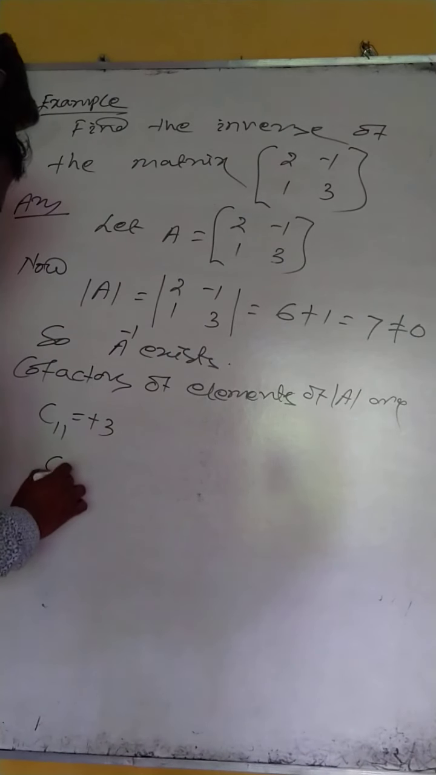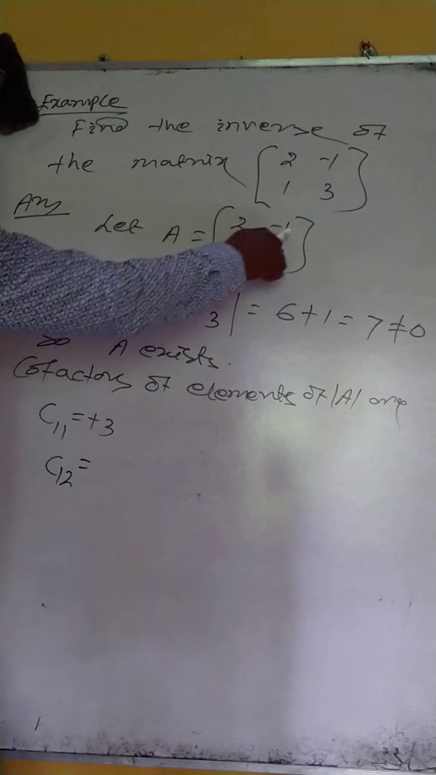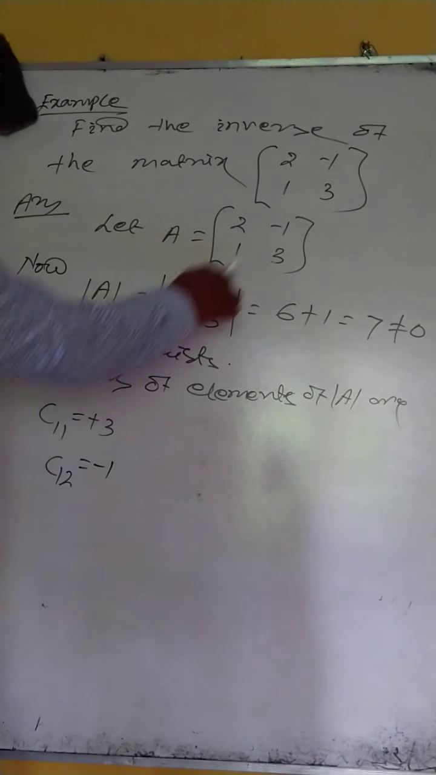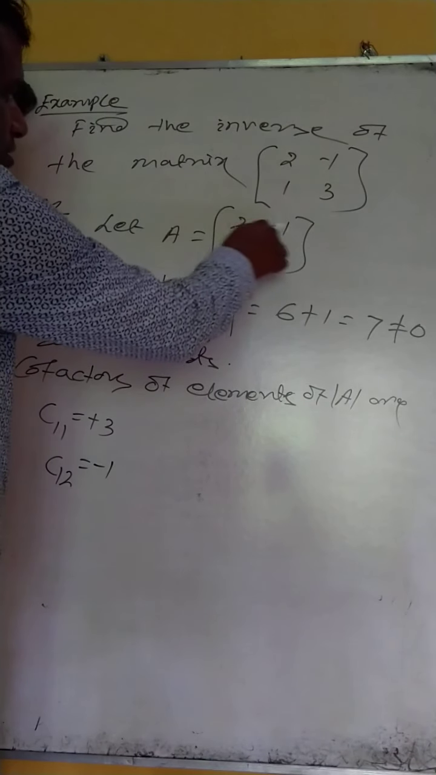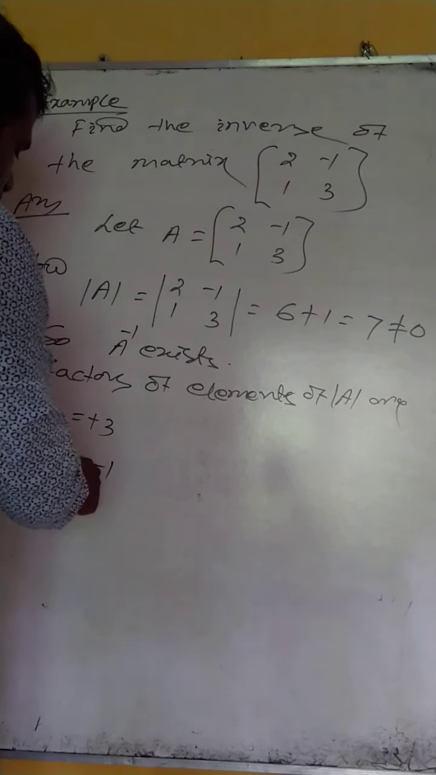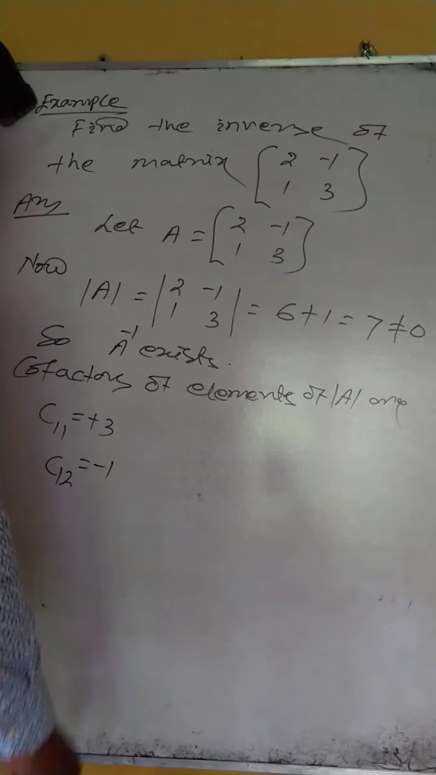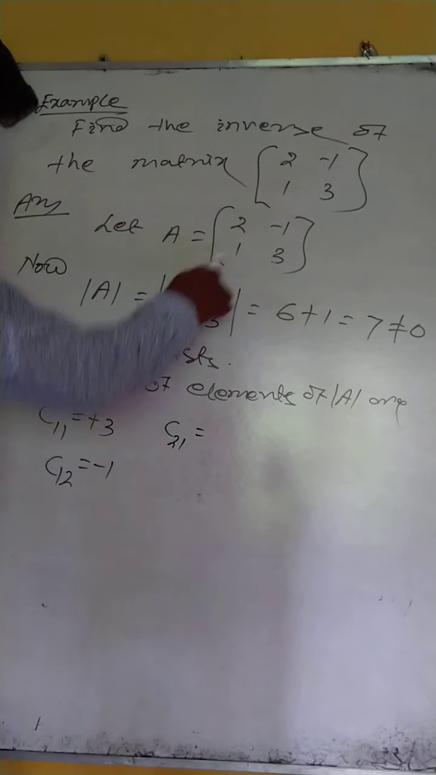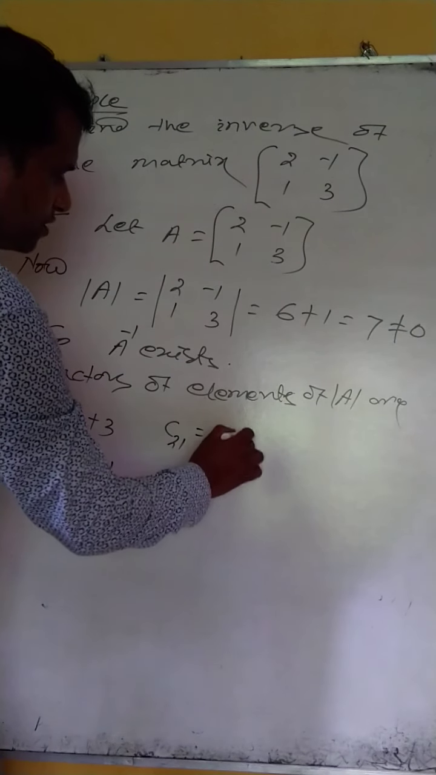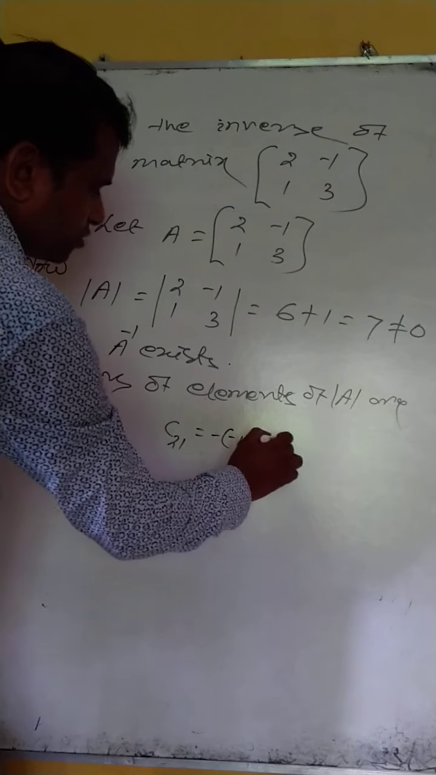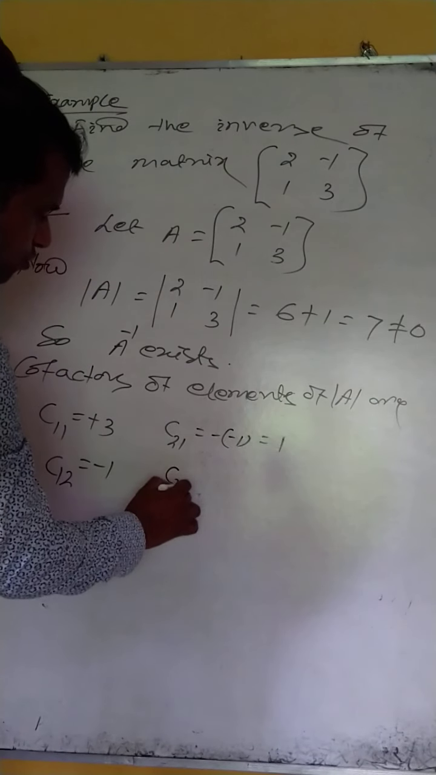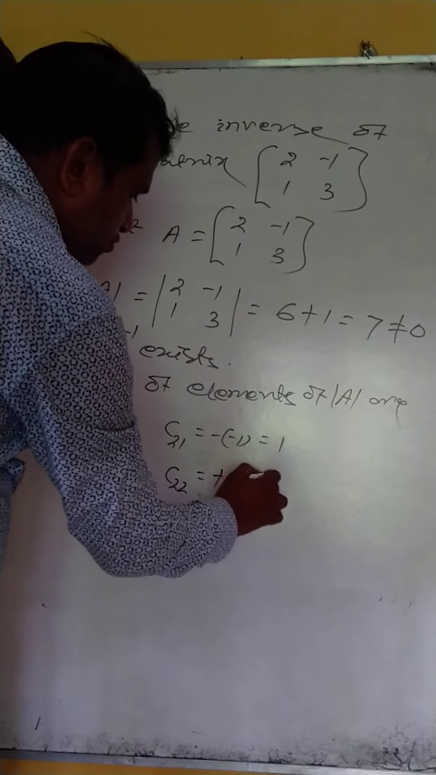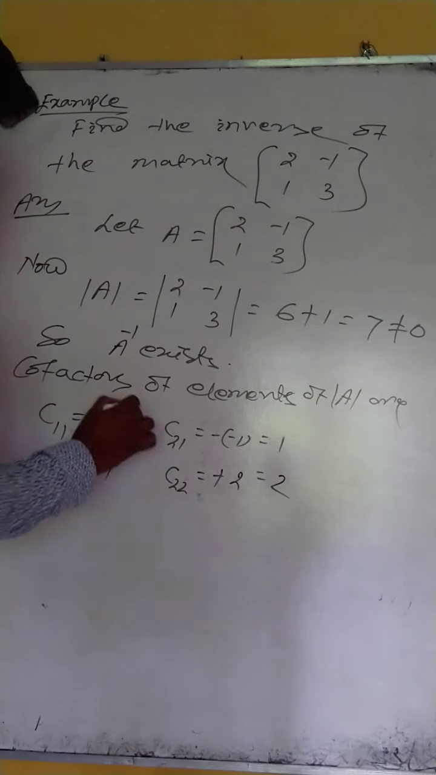Similarly, C12, the first row second column element, equals minus of its minor. The minor of minus 1 is 1, so we write minus of its minor, minus 1. Similarly, C21, the second row first column element, equals minus of its minor, which is minus of minus 1, that is 1. C22 equals plus of its minor, which is 2.